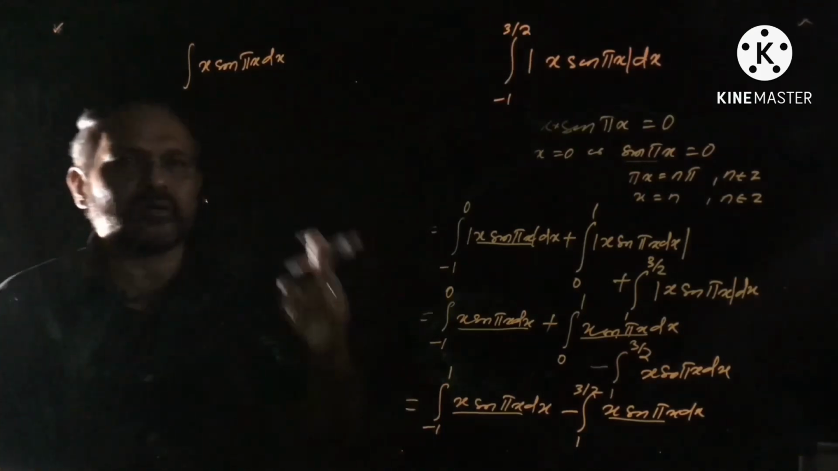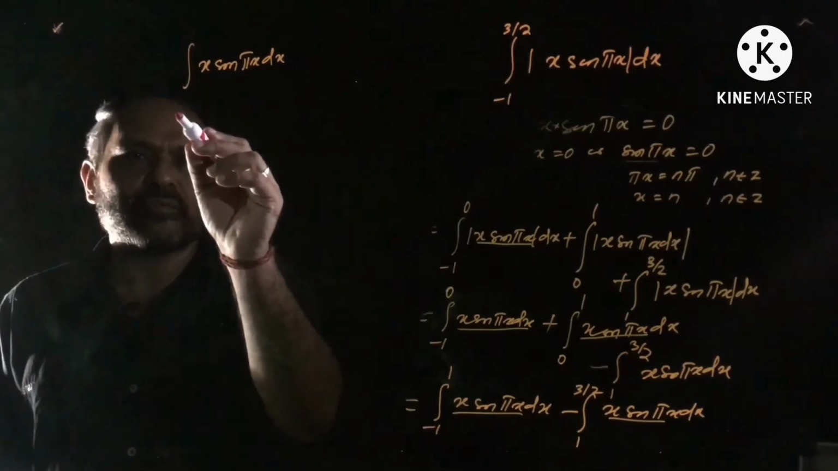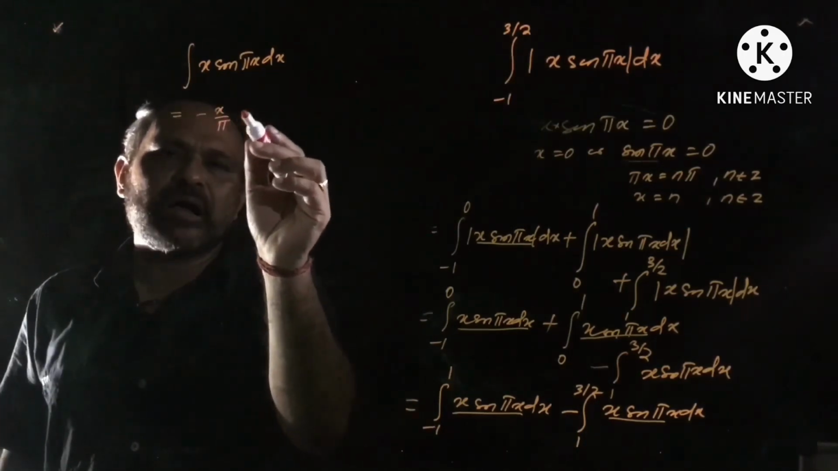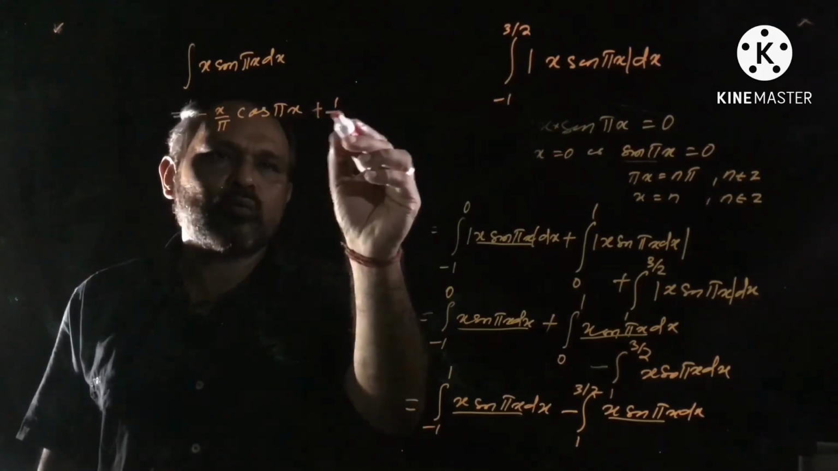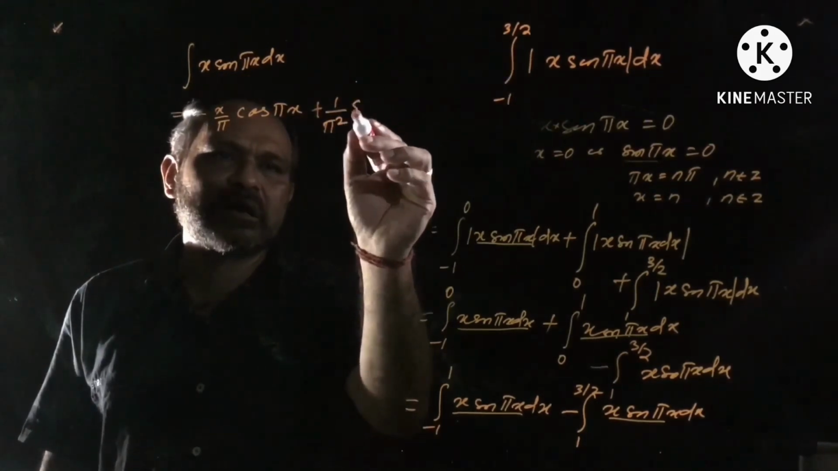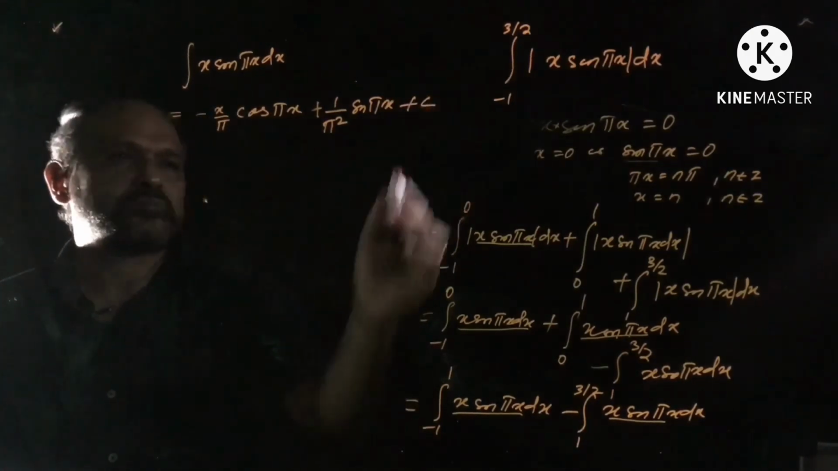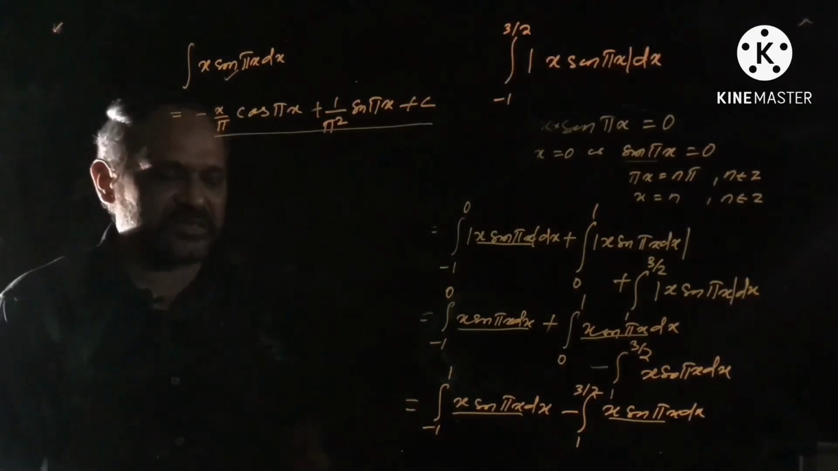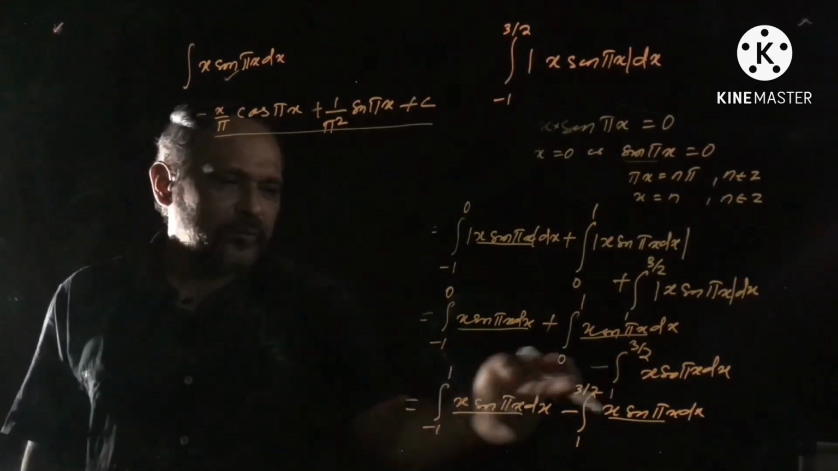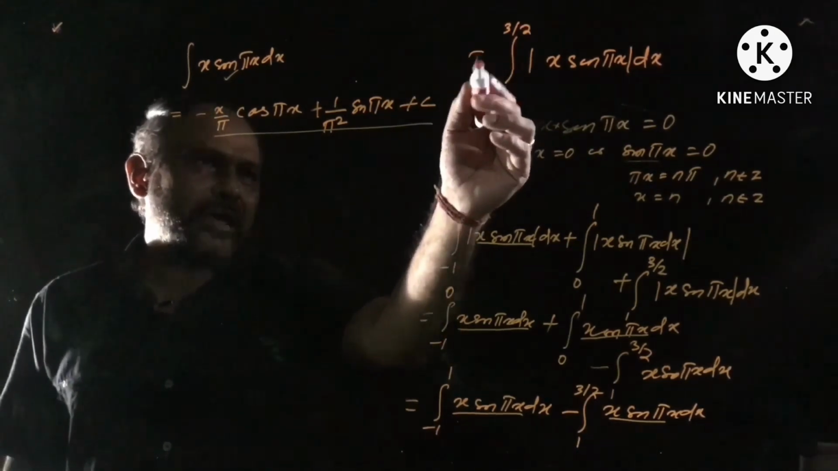Here we use the by parts rule. So this is equal to minus x by pi cos pi x plus 1 by pi square sin pi x plus c. This is the indefinite integral of x sin pi x dx. Now we have to find out the definite integral. So what is the value of I?